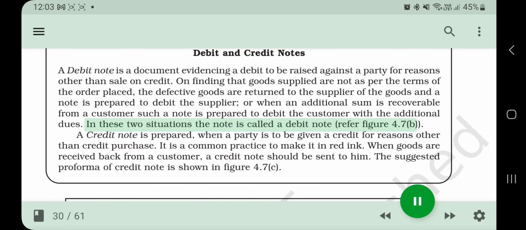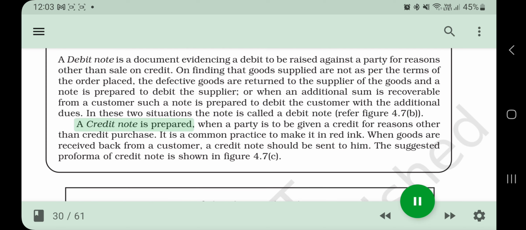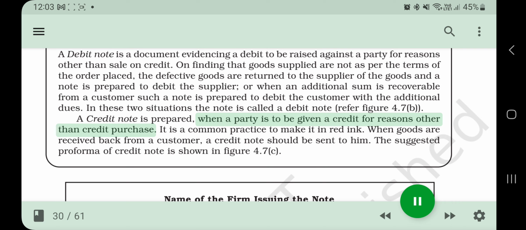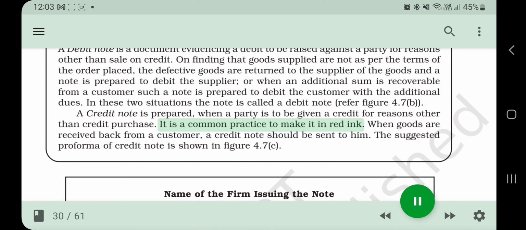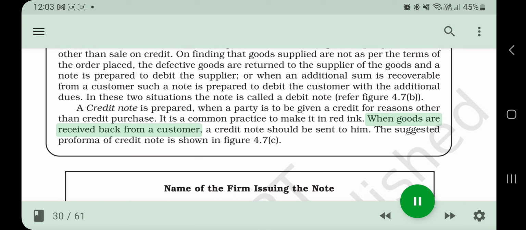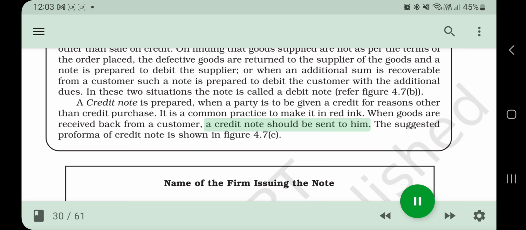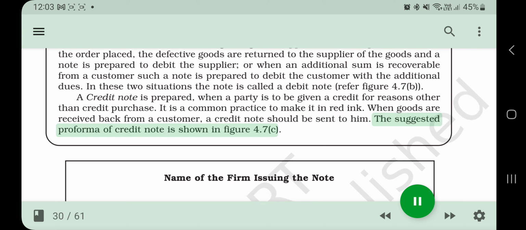In these two situations, the note is called a debit note, refer figure 4.7b. A credit note is prepared when a party is to be given a credit for reasons other than credit purchase. It is a common practice to make it in red ink. When goods are received back from a customer, a credit note should be sent to him. The suggested pro forma of credit note is shown in figure 4.7c.